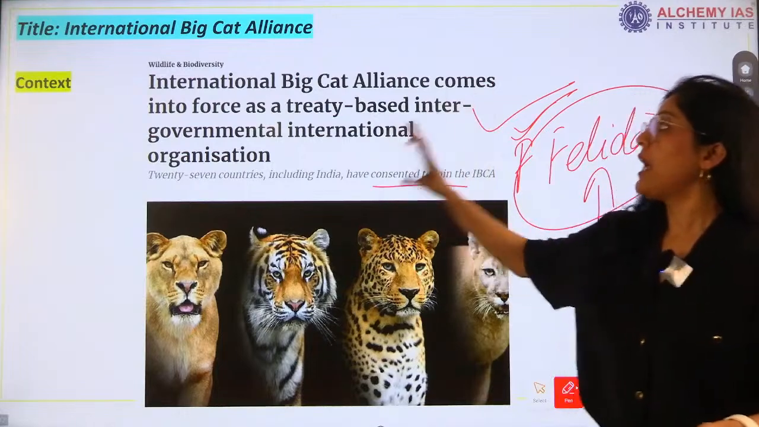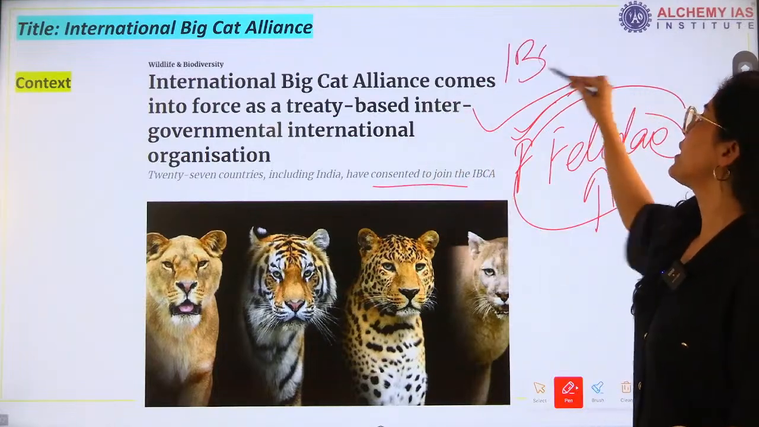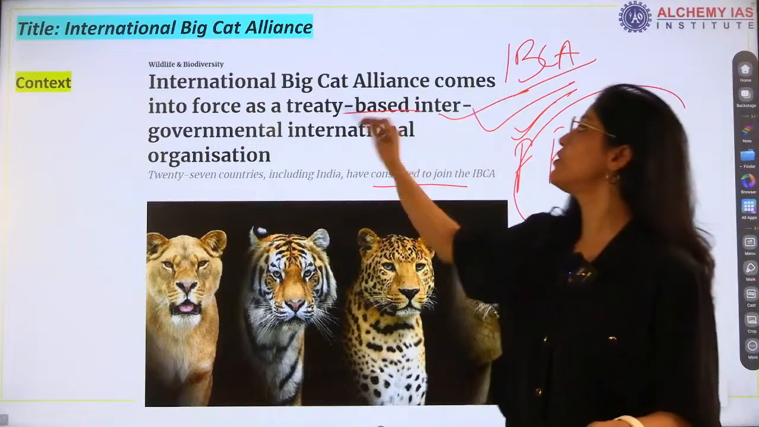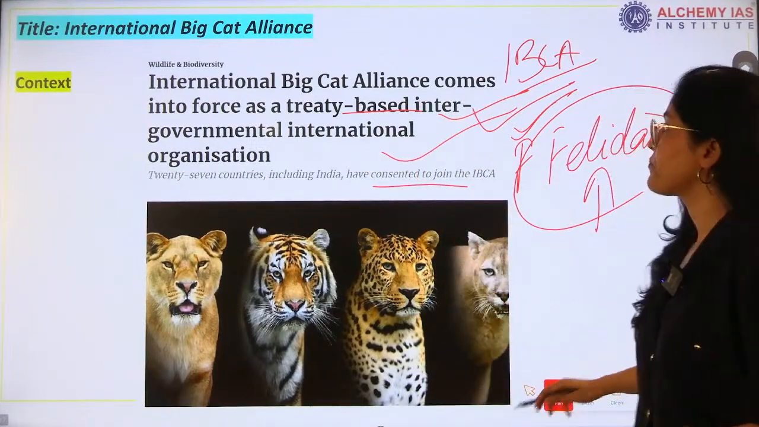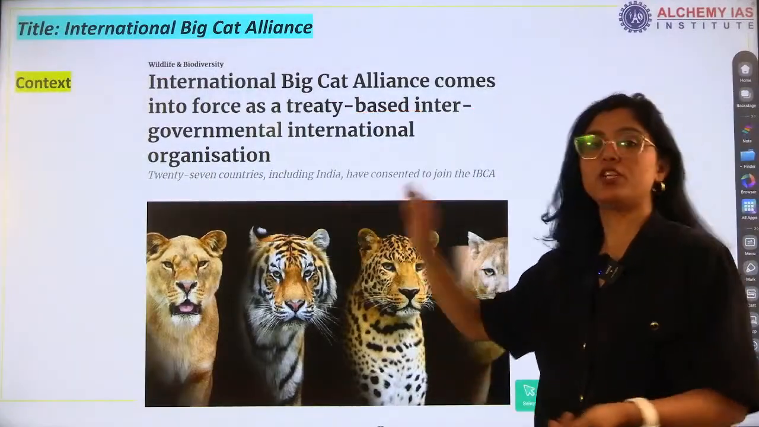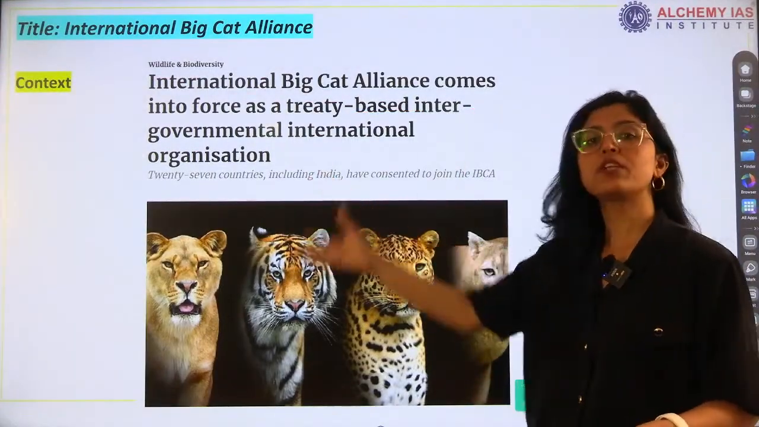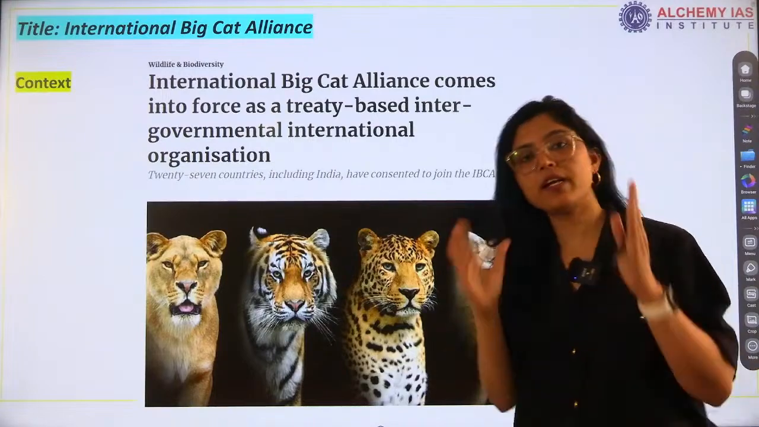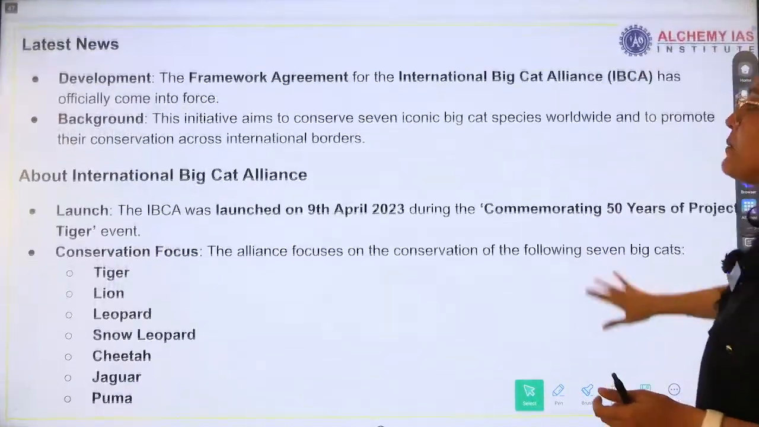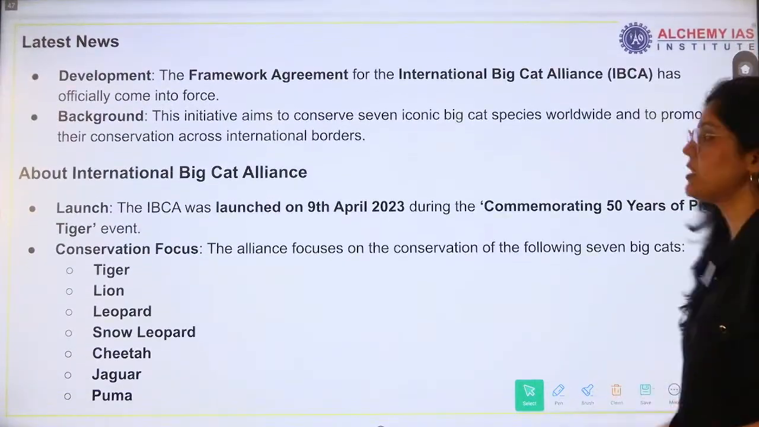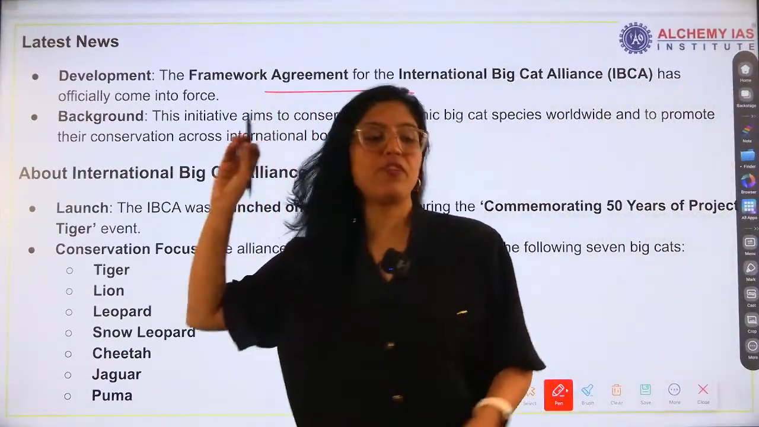IBCA, as we'll be calling it, comes into force as a treaty-based international intergovernmental organization. How many countries are there currently? 27 including India have consented to join the IBCA. Very, very important. Next is development: the framework agreement.